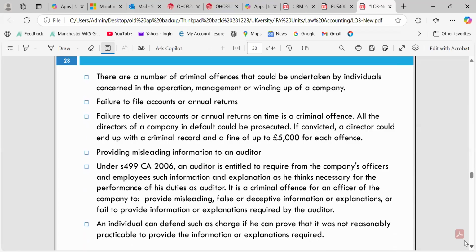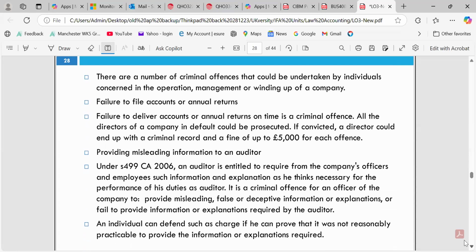So we have the Sale of Goods Act 1979: goods not fit for purpose, so the customer has the right to return. Failure to file the accounts at the end, failure to deliver the accounts, can result in a criminal record and a fine up to 5,000 for each offense. We can look under Section 499 of the Companies Act.